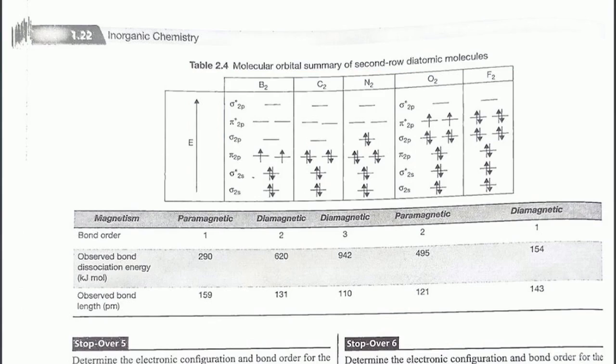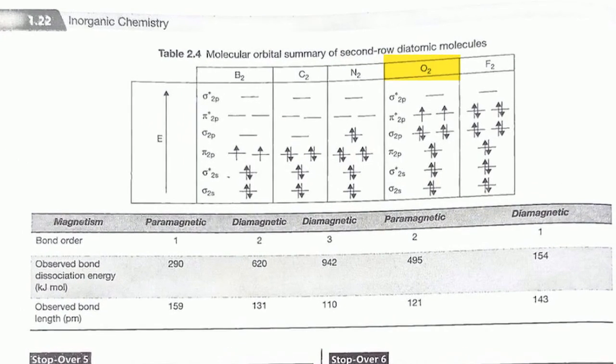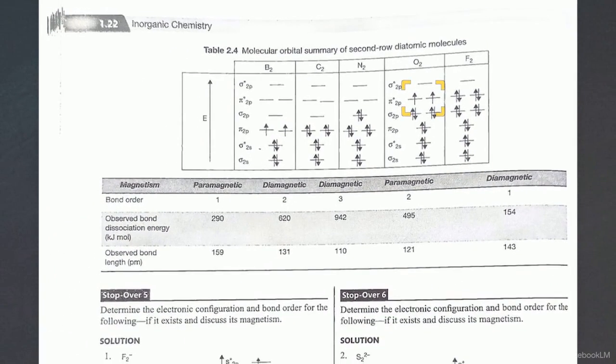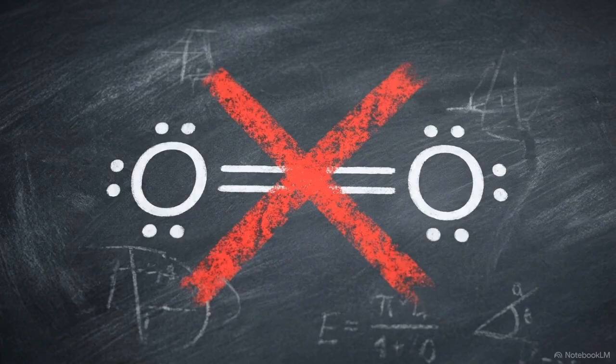Looking at the configuration for O2, the highest occupied energy level is the pi-star antibonding orbital. Here, we clearly see two isolated unpaired electrons occupying separate degenerate orbitals. Those two unpaired electrons are the definitive quantum proof of oxygen's paramagnetism. A localized model completely misses this reality.